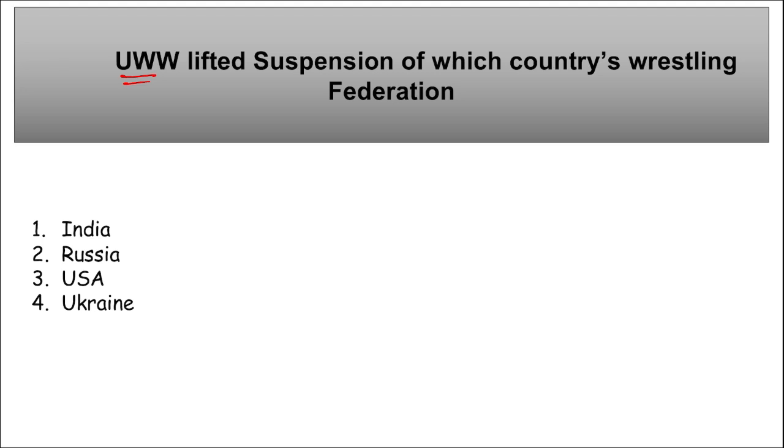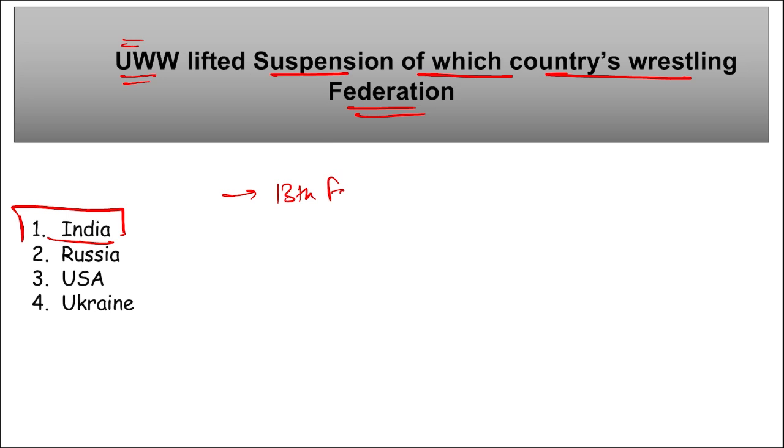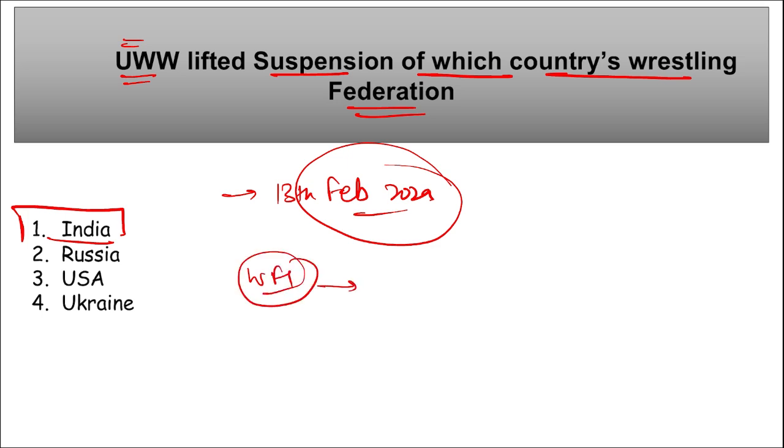Next is UWW, that is United World Wrestling. They have lifted the suspension of which country's wrestling federation? United World Wrestling has lifted the suspension on the Wrestling Federation of India. Take this, it is important, and it is with immediate effect from 13th of Feb 2024. Remember, WFI was suspended because of the delay in the elections in the organization. UWW also recently instructed WFI that if the ban is lifted, then there need to be elections of the athletes.